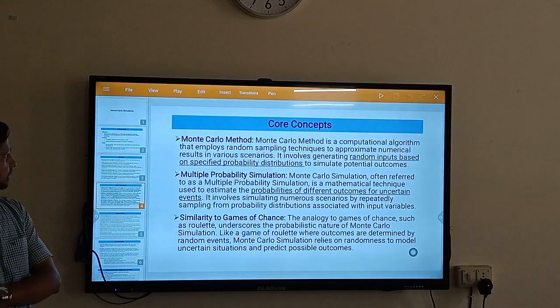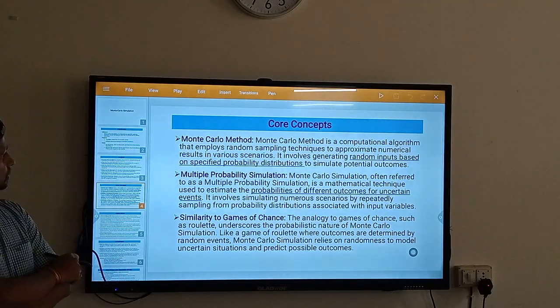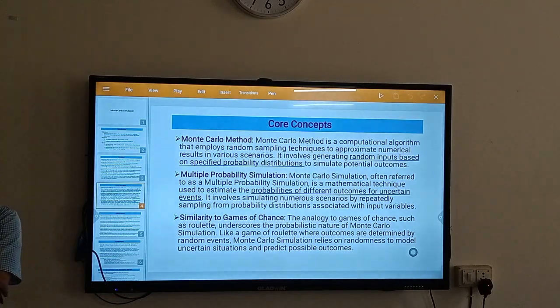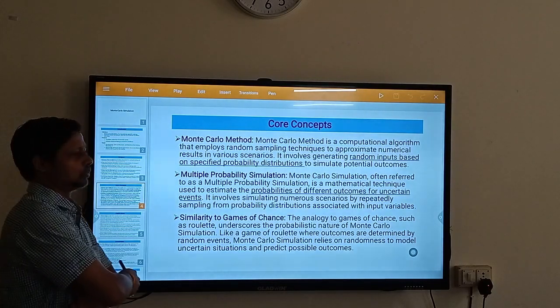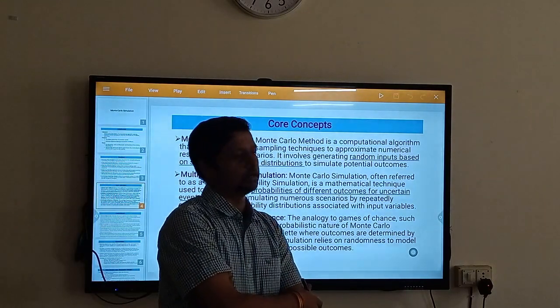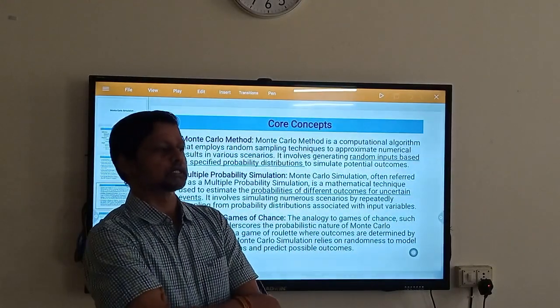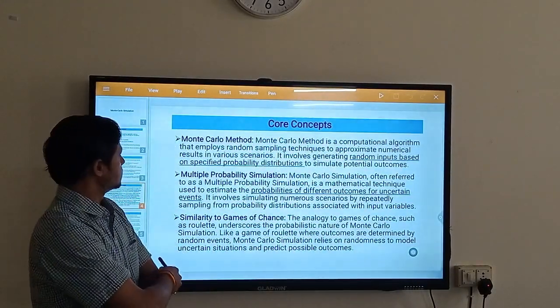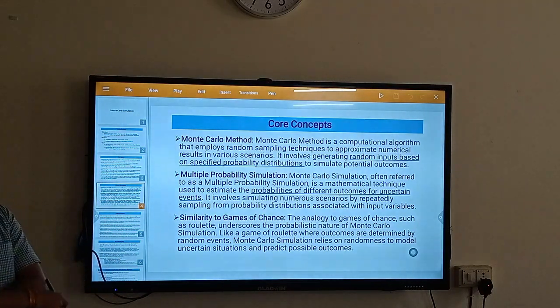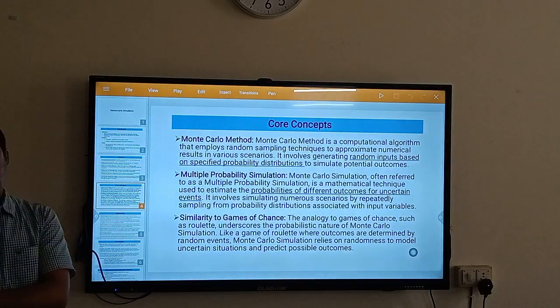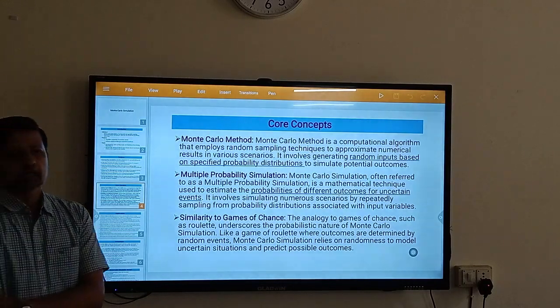Core concept. Till now I hope it should be clear what Monte-Carlo simulation is going to do. First of all, it is a computational mathematical algorithm that will help you generate or evaluate all the possible kinds of randomness to avoid system failure. This is the reason it involves random inputs based on a specific probability distribution. Clear?